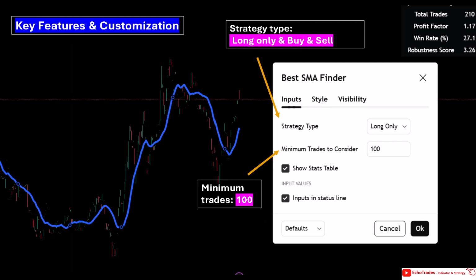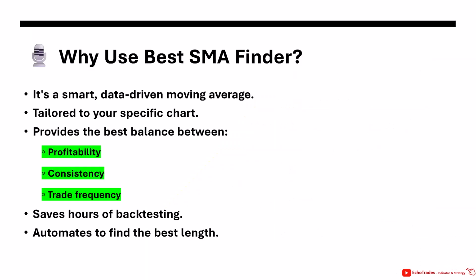That sounds incredibly useful for avoiding flukes. Can you tweak anything else? Tailor it a bit more? Yep. Besides adjusting the minimum trades to consider, you can also change the strategy type. The default is long only. Okay. But if you trade both ways, you can switch it to buy and sell to include short trades in the analysis too. So it's not just a static moving average line. Yeah. It's smarter. It's dynamic based on the chart's history. That's the idea. It's a smart, data-driven MA tailored specifically to the chart you're looking at right now. It helps find that sweet spot between profit, consistency, and how often you want to trade. And yeah, it saves hours of manual work.